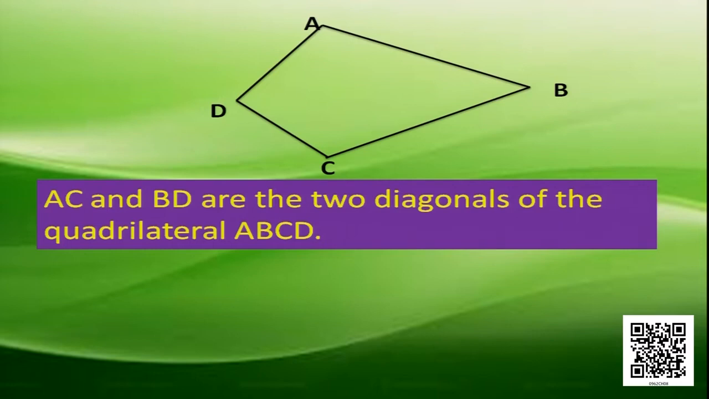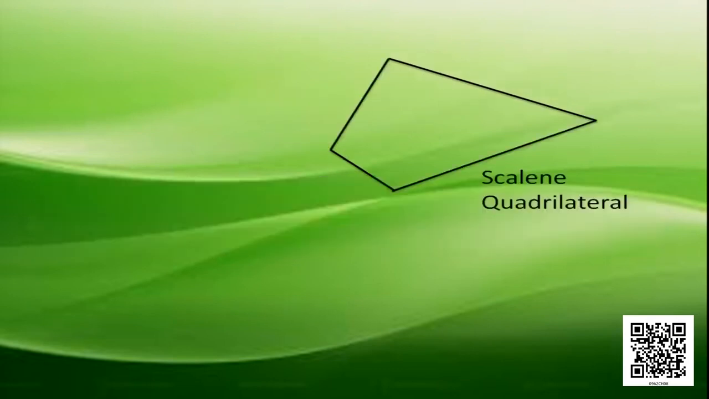Then AC and BD, we can join these two. They are not consecutive points, they are opposite points. If we join these two, we call it a diagonal. So how many diagonals are here? We have diagonals AC and BD. Now we can have various types of quadrilaterals.